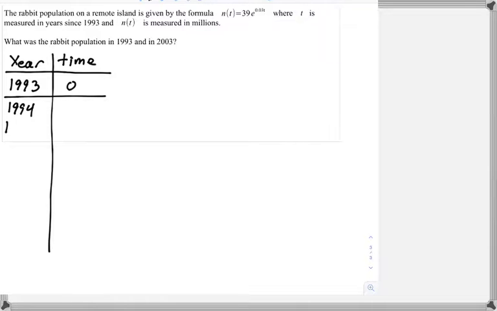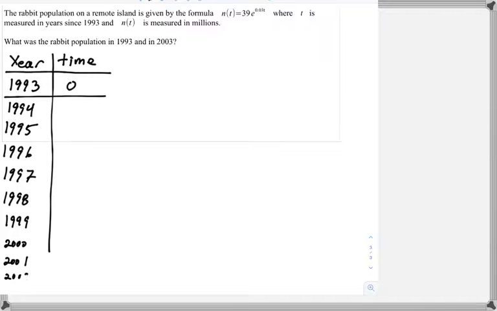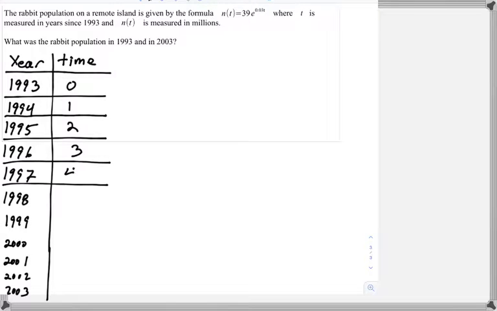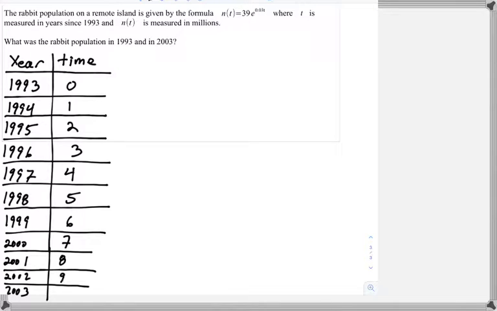You might say, okay, well, from 1993 to 2003, that's 10 years, so t should be 10. And so we'll build it up this way also. So 94, 95, 96, 97, 98, 99, 2000, 2001, 2002, and 2003. So we're just going to increase by 1 year, so our time is going to increase by 1 year. So 94 is 1, 95 is 2, 96 is 3, and we keep going. Just keep counting down all the way to 2003, which ends up being t is equal to 10.